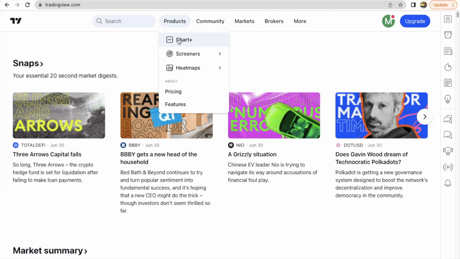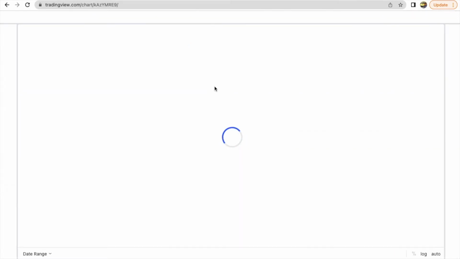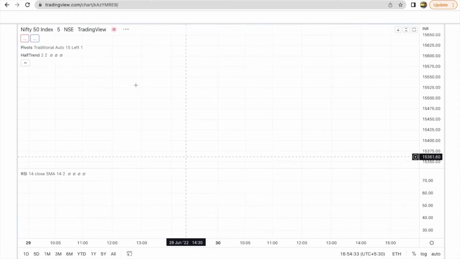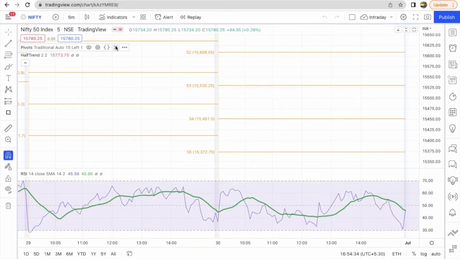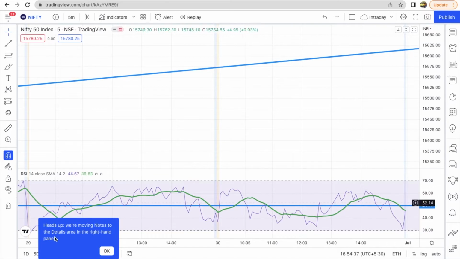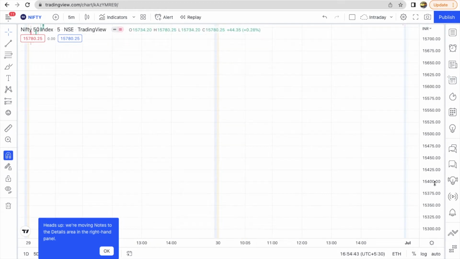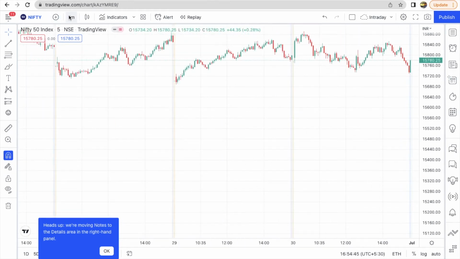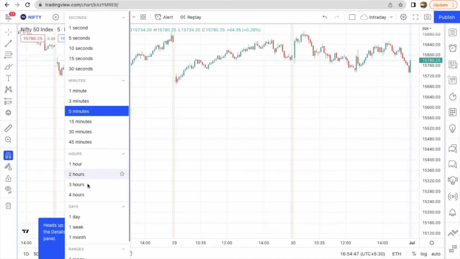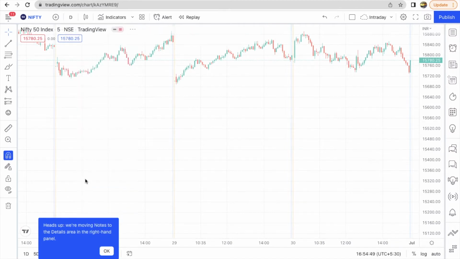Click on Products, then click on Chart. So this opens like this. For you it may open a little differently because you may not have used all these indicators. Let me remove all the drawings, indicators, everything. So this is a 5 minutes candle. Note down, mainly in the technical class we use the daily candle.